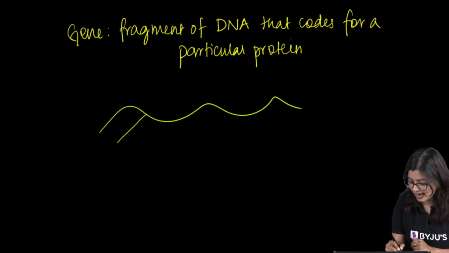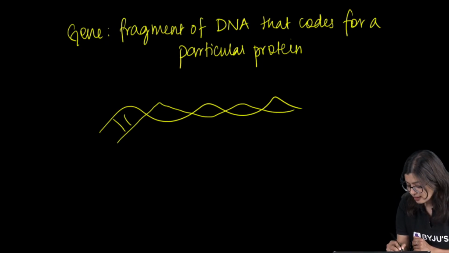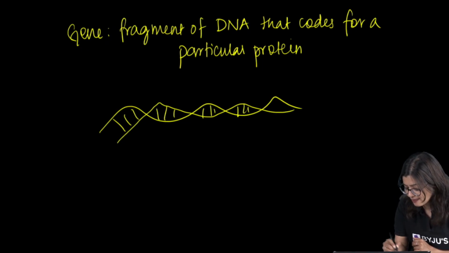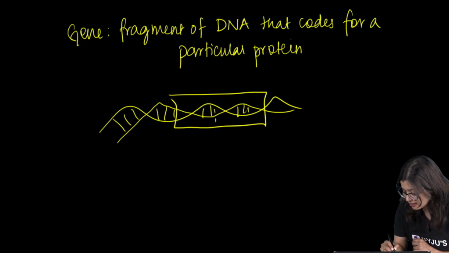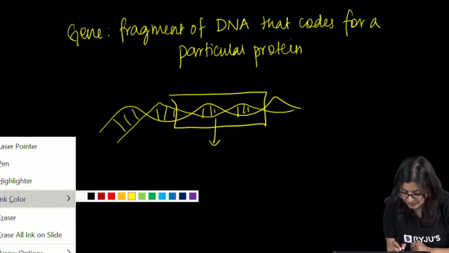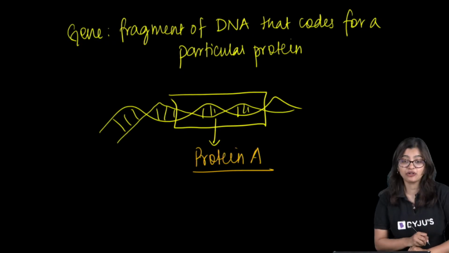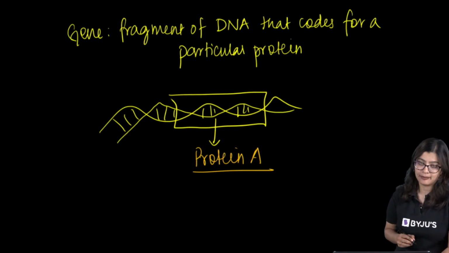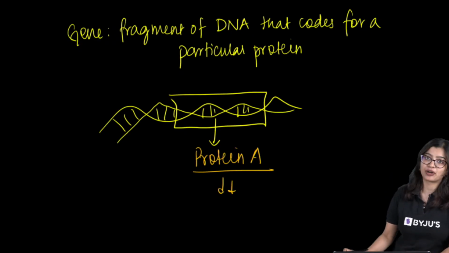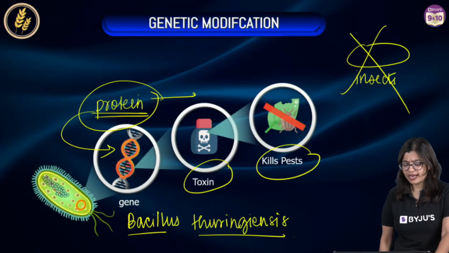And we see that this right here, let's assume this is my DNA, then this part of it will, let's say, code for protein A, right? So this part of it will code for protein A, and this protein A will have some function. So people thought, right?